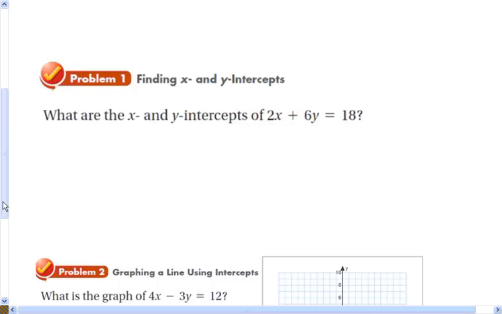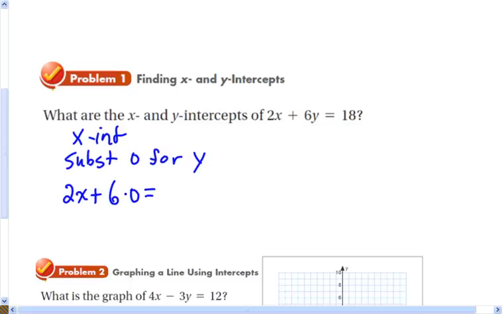So, finding the x and y intercepts. All you do is substitute 0 for x to find the y-intercept, and substitute 0 for y to find the x-intercept. So if I want to find the x-intercept, we're going to substitute 0 for y, and we get 2x plus 6 times 0 is equal to 18. And 6 times 0 is just 0, so we get 2x equals 18, and we can just do 18 divided by 2 to get x, which is 9.